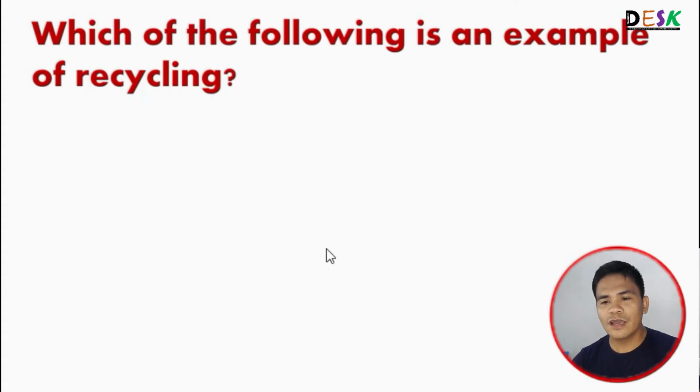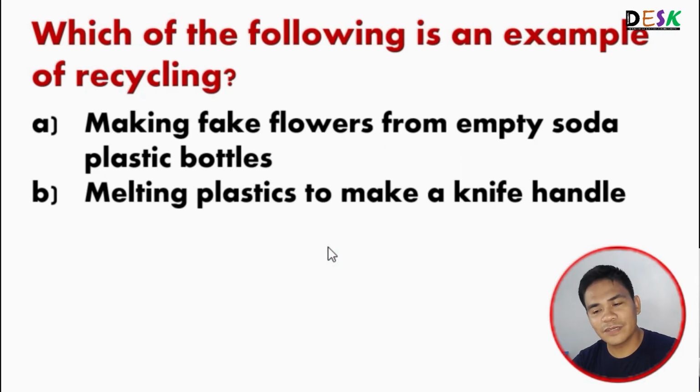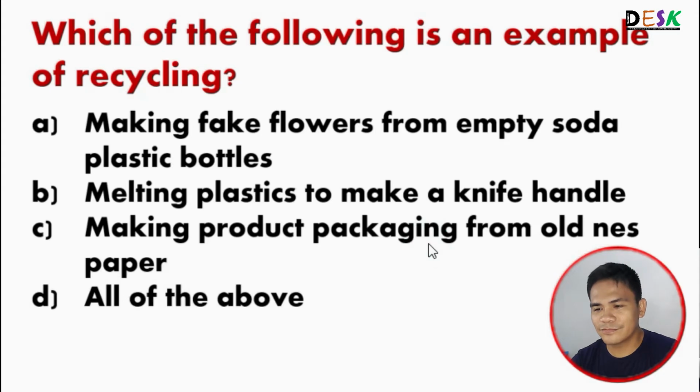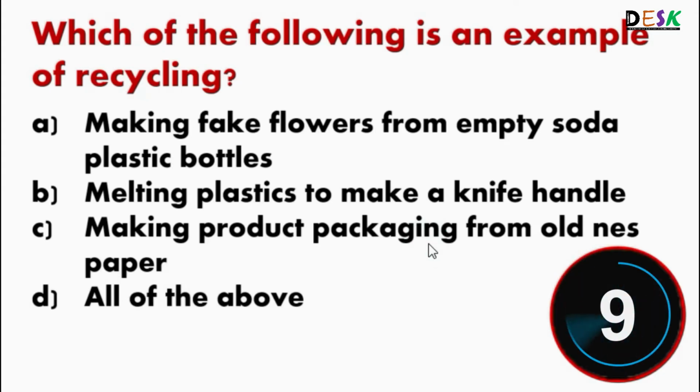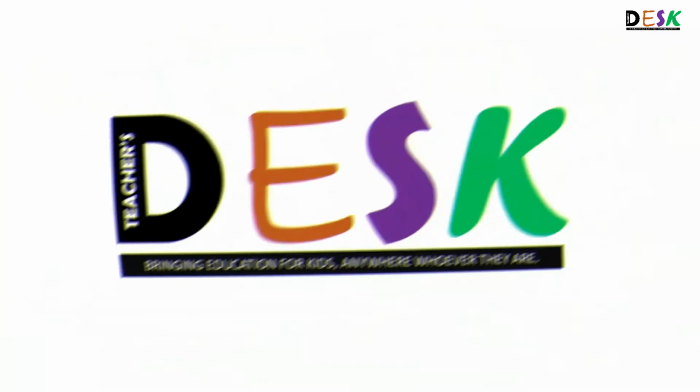Alright, another question. Which of the following is an example of recycling? A. Making fake flowers from empty soda plastic bottles. B. Melting plastics to become a knife handle. And C. Making product packaging from old newspaper. And D. All of the above. You have 10 seconds. Time is up. If your answer is all of the above, then your answer is correct.